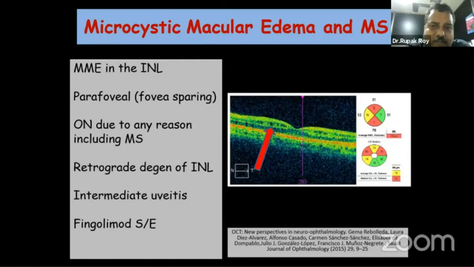Microcystic macular edema is notably seen in the inner nuclear layers, usually in the parafoveal region, fovea sparing. It is seen in optic neuritis due to any reason, including MS, because of retrograde degeneration of the inner nuclear layers. It can also be seen in intermediate uveitis and as a side effect of fingolimod.